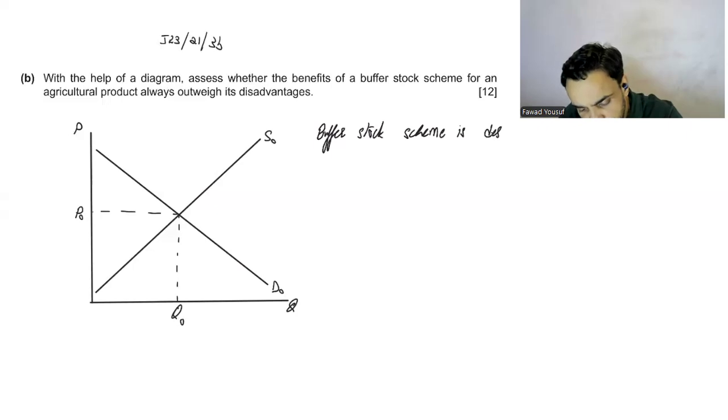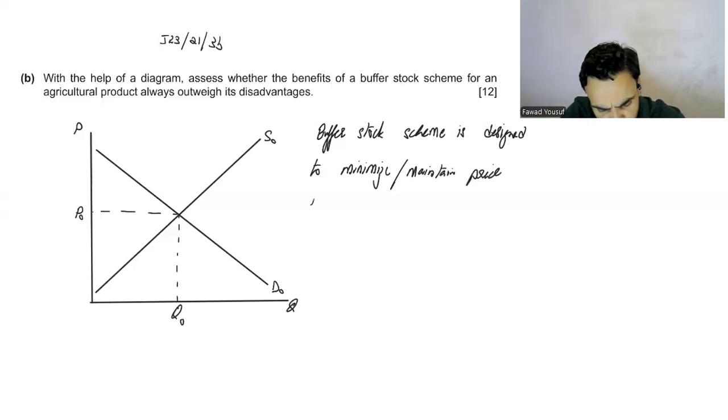So we could say something like, buffer stock scheme is designed to minimize या maintain price fluctuation, right?